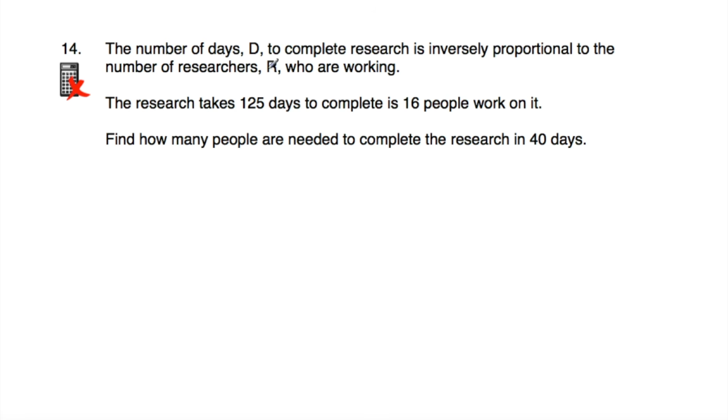So we know the number of days, D, is inversely proportional to the number of researchers working on it, R. So we've got that D is inversely proportional to R. Now let's get rid of the proportionality symbol. So we're going to write that D is equal to K over R. We've just multiplied the right hand side by K. Now let's find out what K is, so let's use the information we've been given.